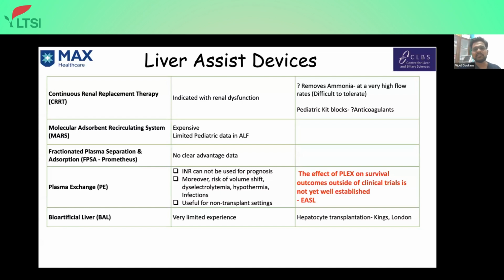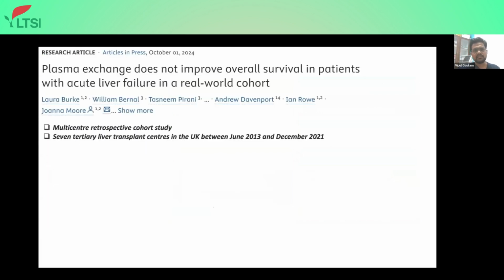And talking about plasma exchange, as rightly said before, INR cannot be used for prognosis after initiating this modality. And a beautiful article was published 6 months back, a multicentric study from Europe in the Journal of Hepatology, which clearly says the effect of plasma exchange on survival outcomes outside of clinical trials is not yet well established. Next. We do not routinely deploy any liver assist devices. Next. This is the study I'm talking about. Plasma exchange does not improve overall survival in patients with acute liver failure in a real world cohort. It includes all the 7 major centers in the UK.